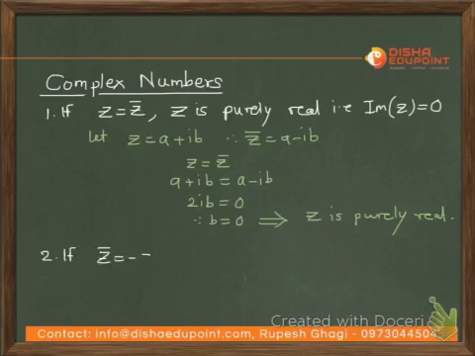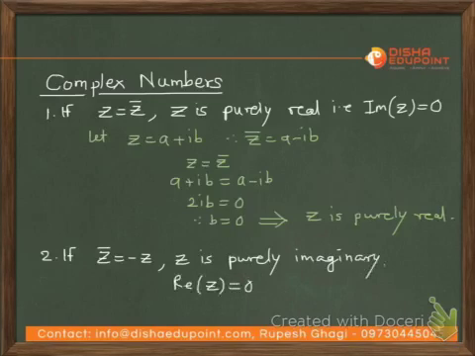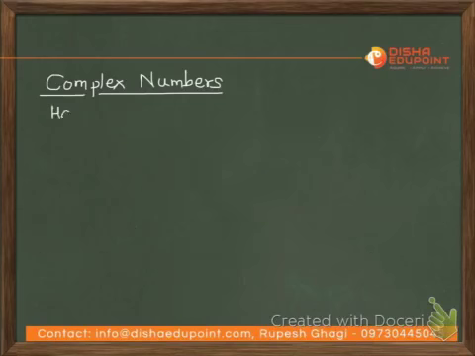Similarly, if z bar is equal to minus z, then z is purely imaginary. That is, real part of z is equal to 0. How? I think you can find yourself on the same lines as we have done for the earlier property.